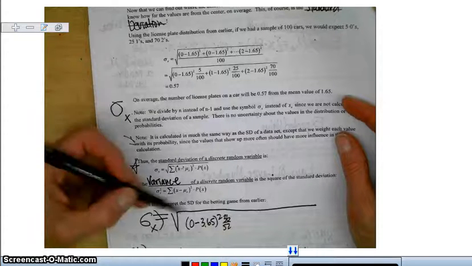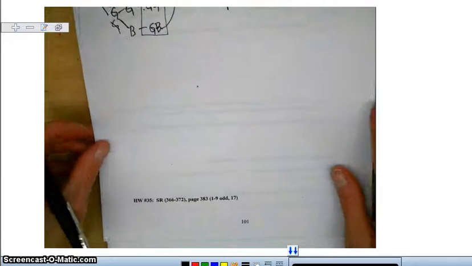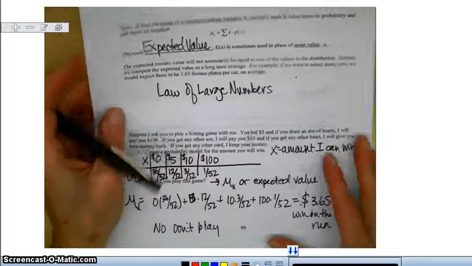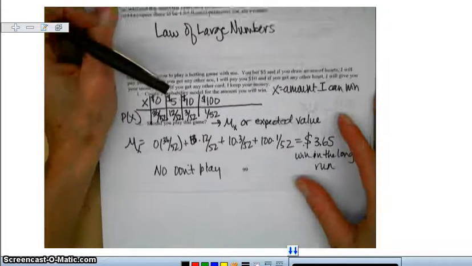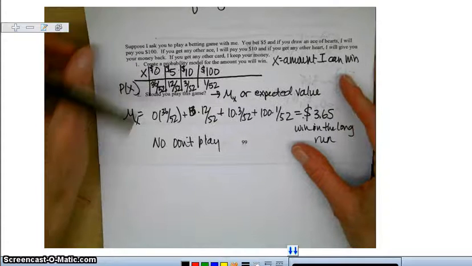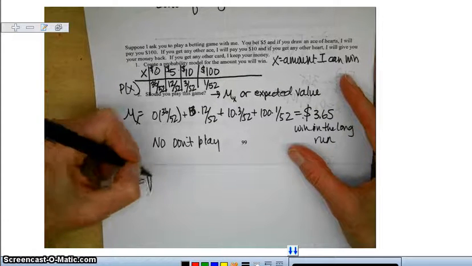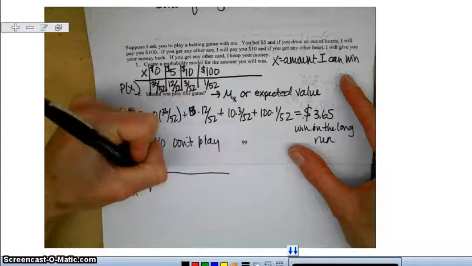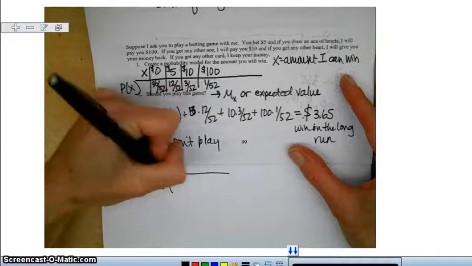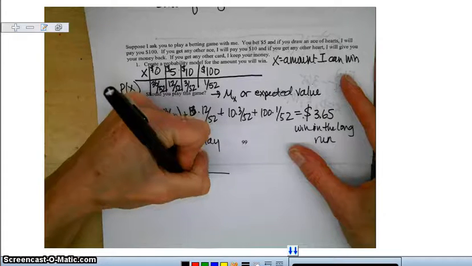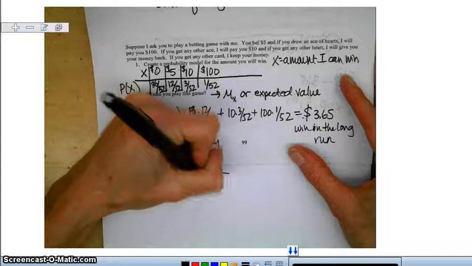So the way we worked that out, we started down here. I'm just going to do this on a separate page so we can look at our table at the same time. If we look at the game that we played from the previous set of notes, we would like to find the standard deviation that goes with that. So the standard deviation is equal to the square root of the sum of every x value minus the mean, the expected value squared, times the probability.